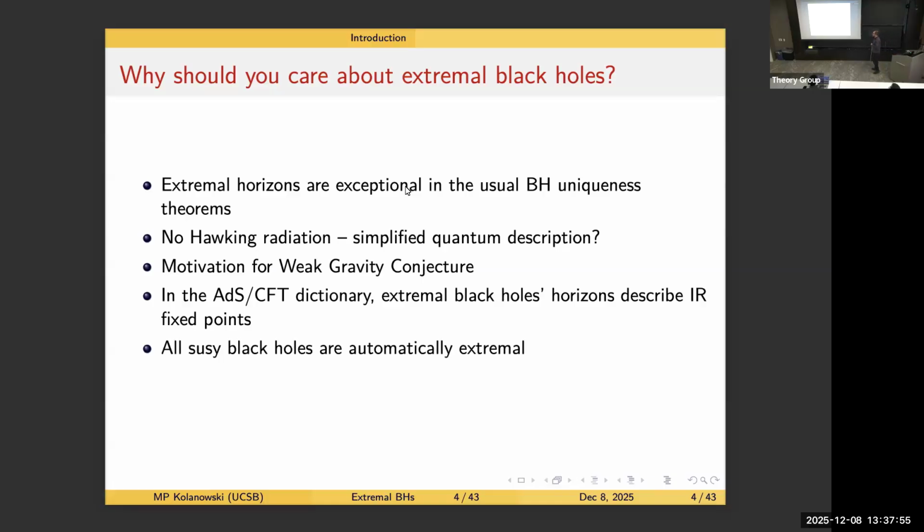Moreover, all supersymmetric black holes are automatically extremal in Lorentzian signature. So if you care about supergravity, you automatically care about extremal black holes. And also, the best examples of microstate counting from string theory are in the extremal setting, when in certain situations it is actually possible to match a gravity computation with something like Strominger-Vafa microstate counting, and this is only available at extremality. So these are the reasons why I care about extremal and near-extremal black holes.